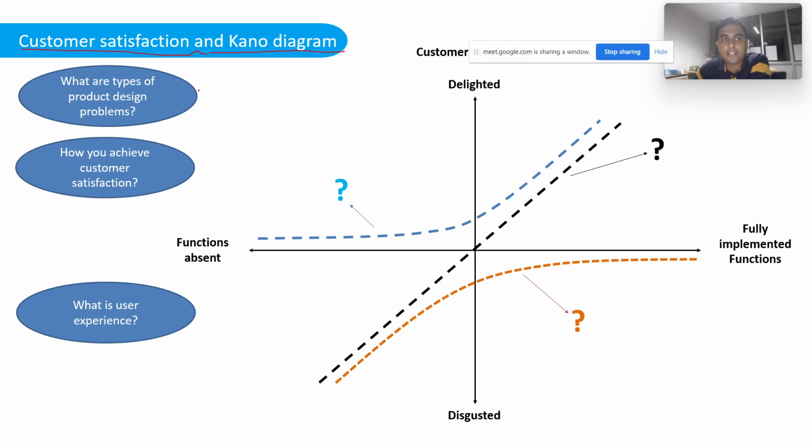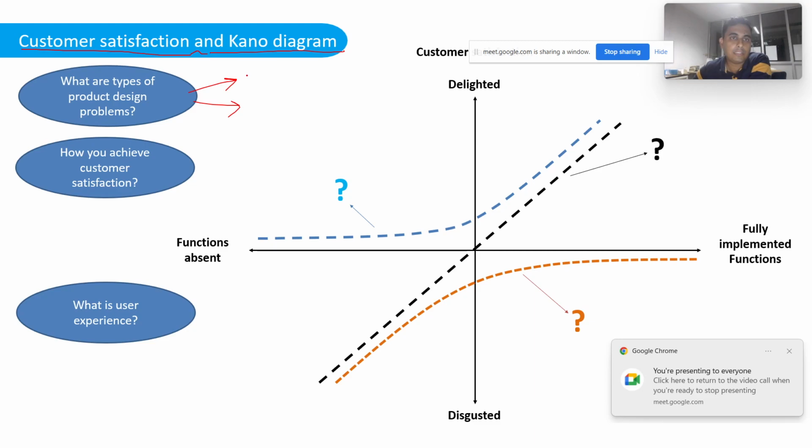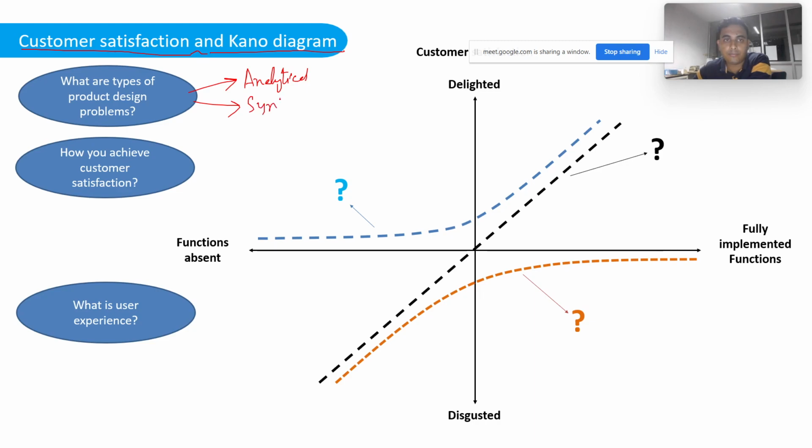Okay, so what are different types of product design problems? Any answer? See, previously we talked about two different types of design, right? One was analytical and another was synthetic. Okay, so what is analytical? Saravanan, have you attended the first class?